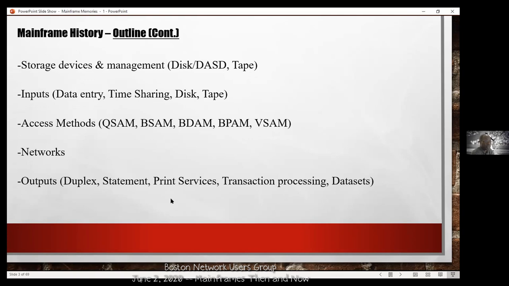Storage, because you can have all the computing power in the world, but if you can't get to your data, it really doesn't mean anything. Various inputs that were used in the arena during the years. Access methods and how the data was processed and gathered to be used. Networks, which are pretty important these days, and finishing it up with outputs that come out of that processing.